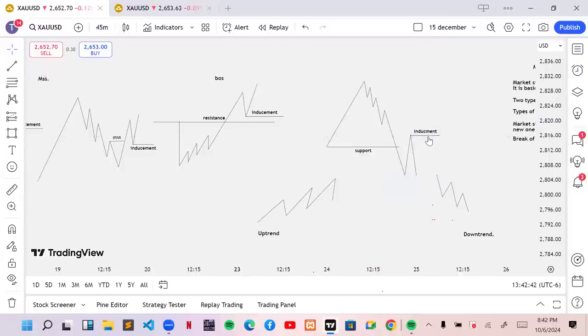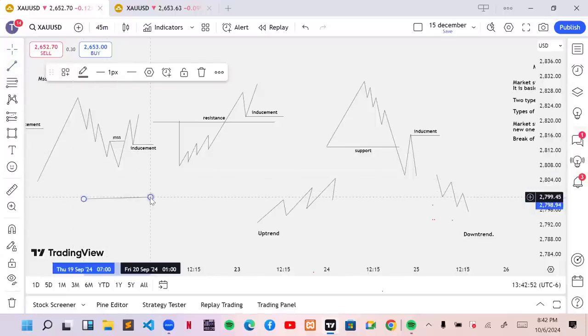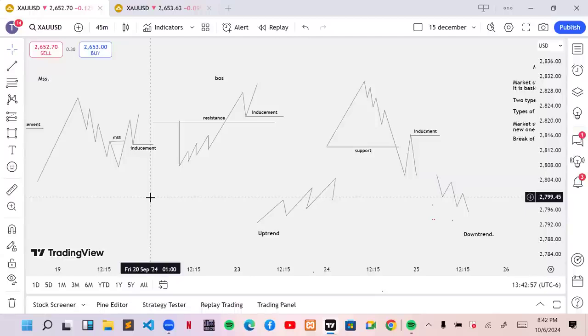Now, the pullback can be multiple candles and it can also be one candle. Everything depends on the time frame. Let's say there are 5 minute candles and it's 10 candles: 1, 2, 3, 4, 5, 6, 7, 8, 9, 10. On the 1 hour time frame, it can just be a single candle. On the 5 minute time frame, it can be 10 candles. So how many candles it is does not really matter.